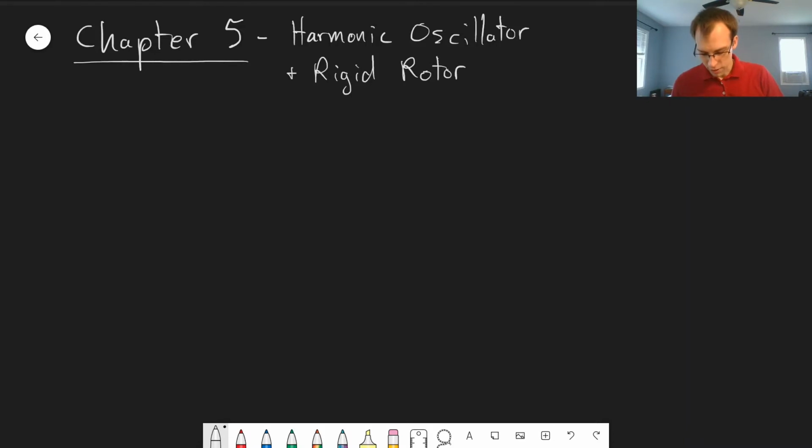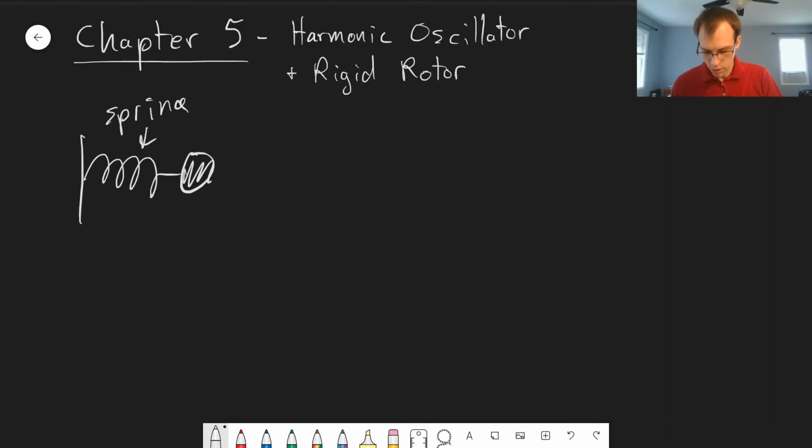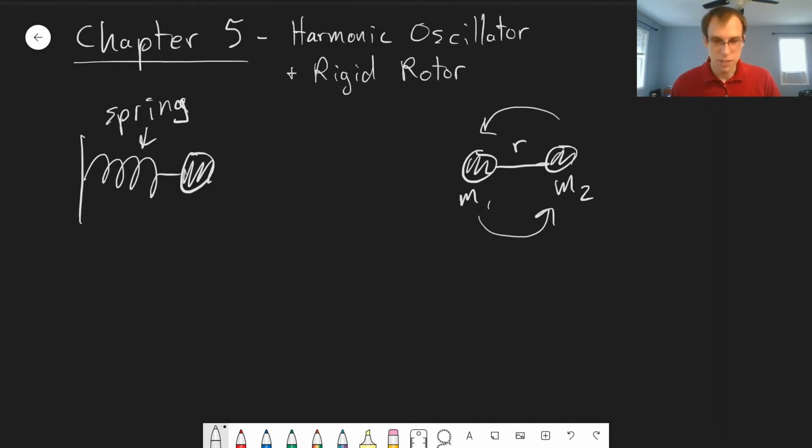So our harmonic oscillator we can represent as a mass on a spring here. This is sort of the classical way that we look at a harmonic oscillator. And a rigid rotor is where we have two masses, m1 and m2, that have a fixed distance between them, r. And we're looking at how this spins around. And in the case of the harmonic oscillator, we're looking at how this stretches back and forth.